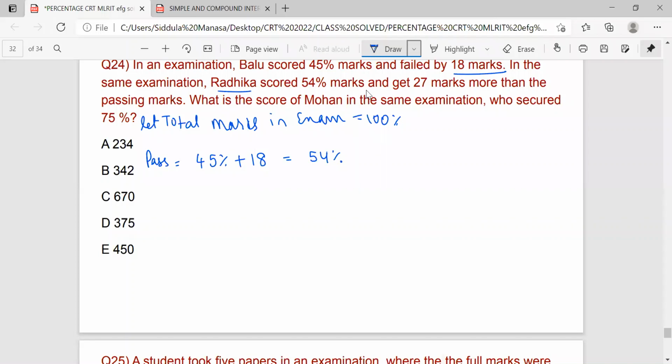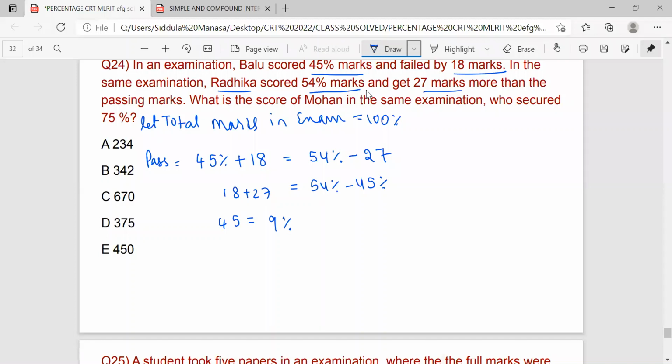So what I'll do, from Radhika's score, if I remove 27 marks, she will get exactly the pass marks. So pass marks is equal to 45% marks plus 18, or 54% marks minus 27. Now from this, we can equate the left-hand side and right-hand side. So 54 percent minus 45 percent, and 18 plus 27. 18 plus 27 is 45, and this is 9%.